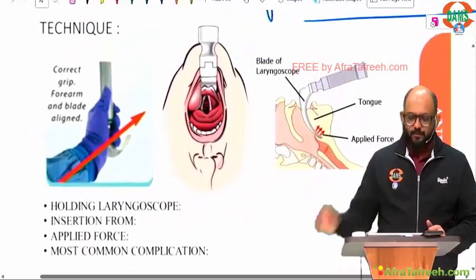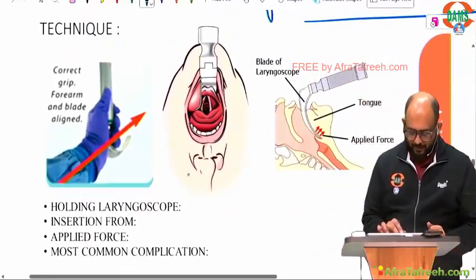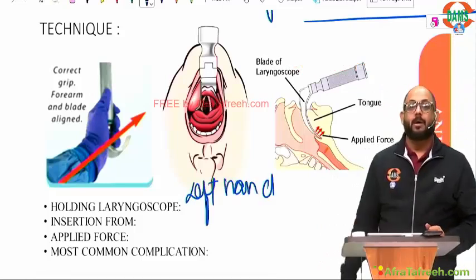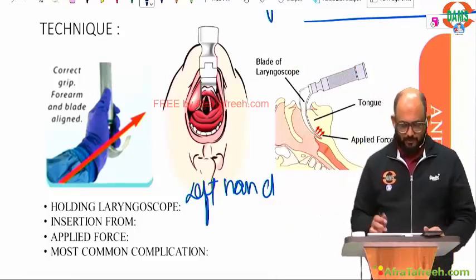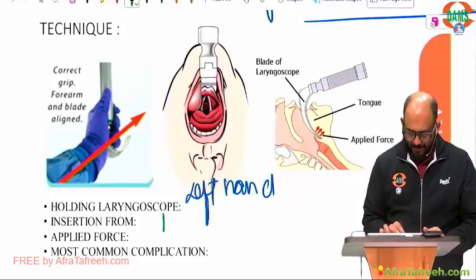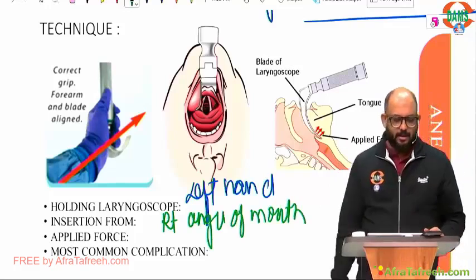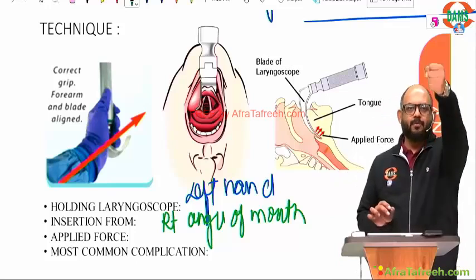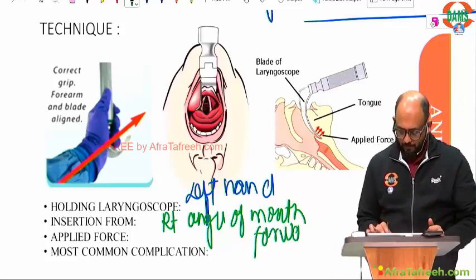Technique. In which hand do you hold the laryngoscope? Always remember, left hand. Don't say that you can hold the laryngoscope in the non-dominant hand. No, left hand. Insert from the right angle of mouth. Apply force forwards and upwards. Remember, use your shoulder, forwards and upwards.